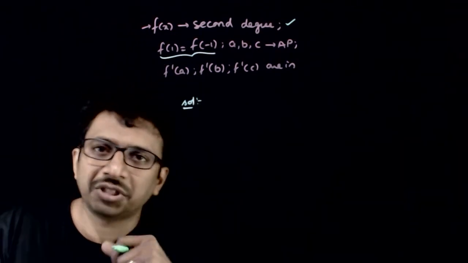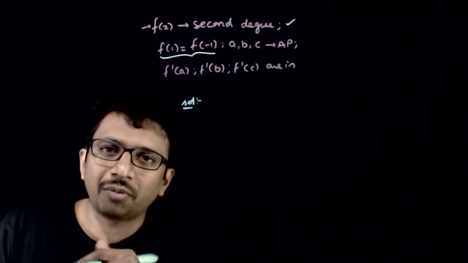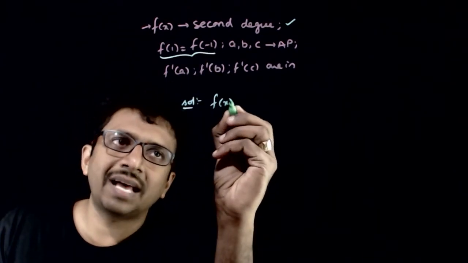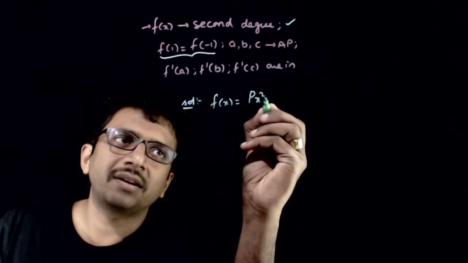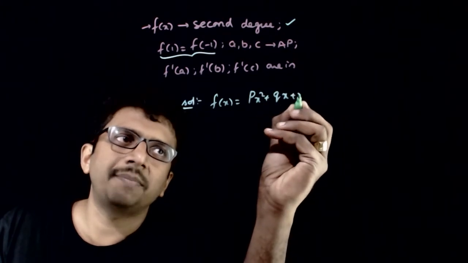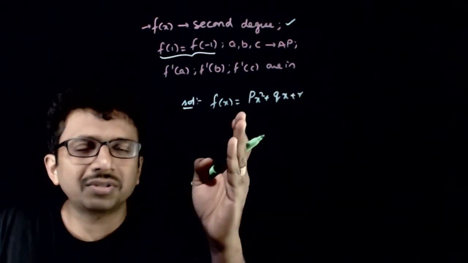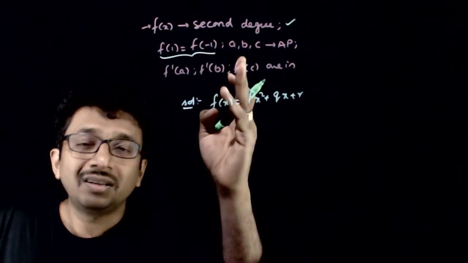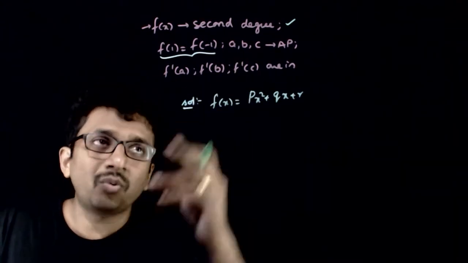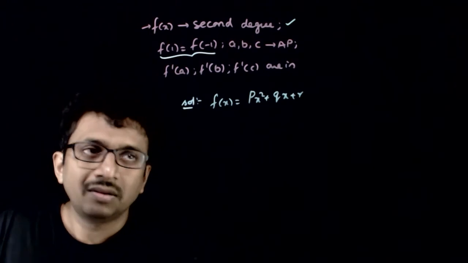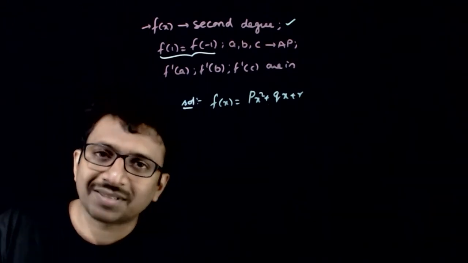What is the first given information? f of x is a second degree polynomial. So let us assume f of x as some px square plus qx plus r. So I don't want to use a, b, c because a, b, c are given in the question as something else. I don't want to use them as coefficients. So f of x is px square plus qx plus r.